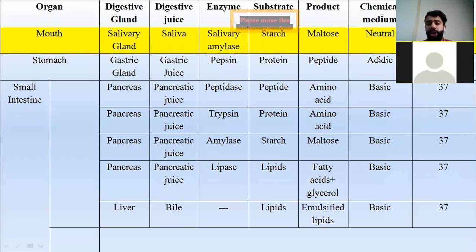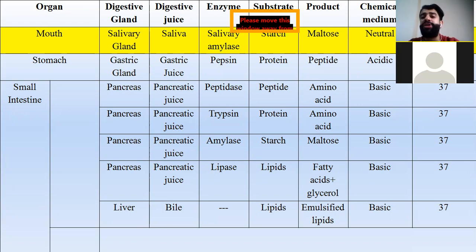At the level of the mouth, what is the name of the gland? It's called the salivary gland. It secretes a juice which is called saliva. This saliva contains an enzyme, salivary amylase. It works on which substrate? It works on the starch, to give which product? To give maltose, which is a reducing sugar. Maltose is glucose and glucose, two glucose molecules connected to each other.